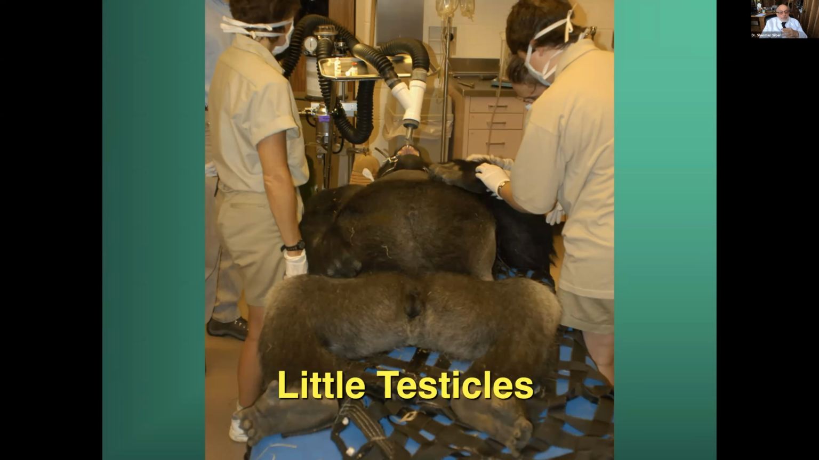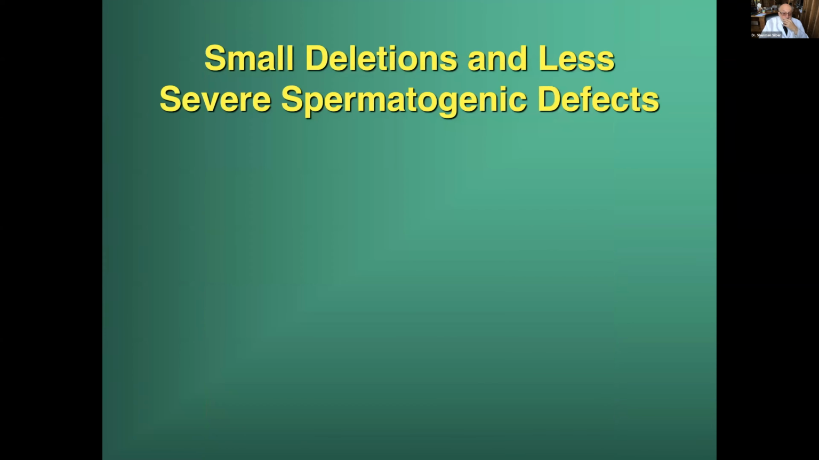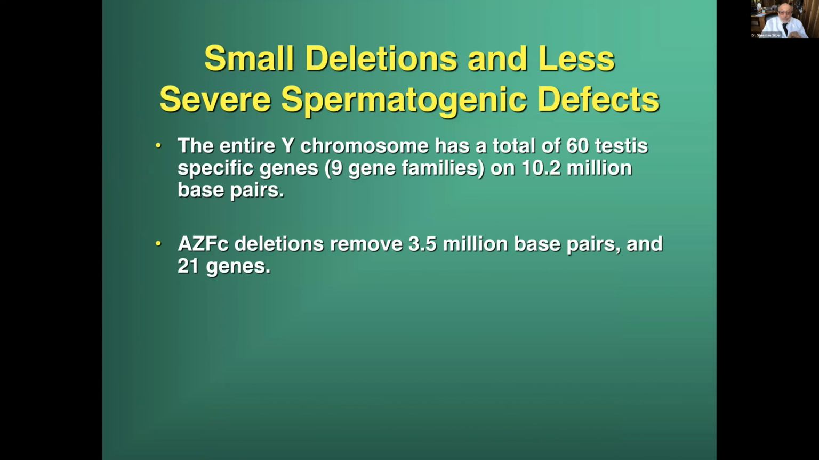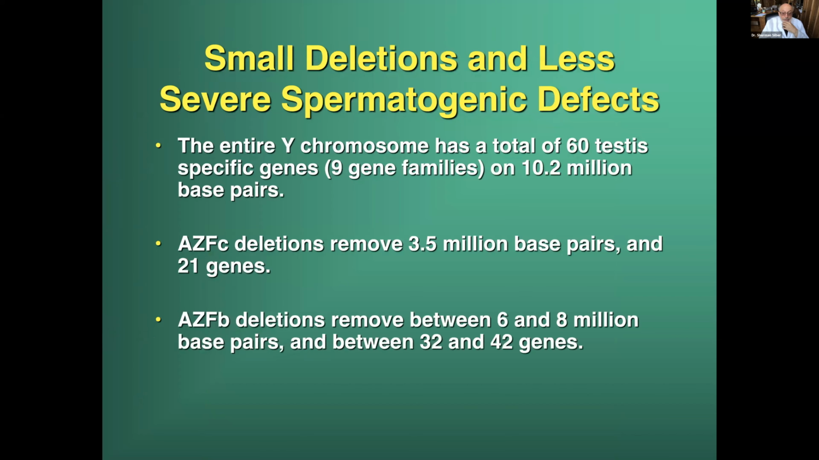They have many more amplicons than the humans have, and the gorillas have fewer amplicons. So small deletions cause less severe spermatogenic defects. AZFC deletions remove 3.5 million base pairs. Sorry, I didn't mean thousand, I meant million. And AZFB deletions remove 6 and 8 million base pairs between 32 and 42 genes instead of 21 genes.